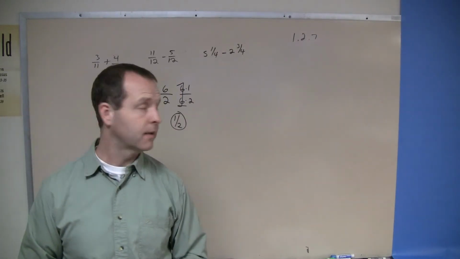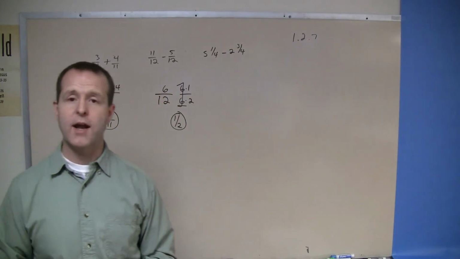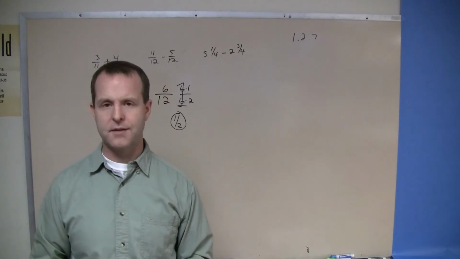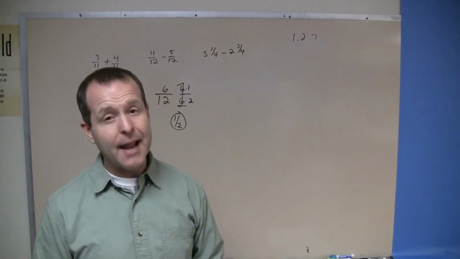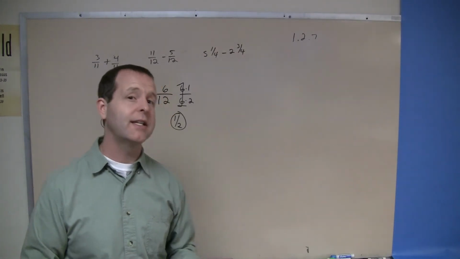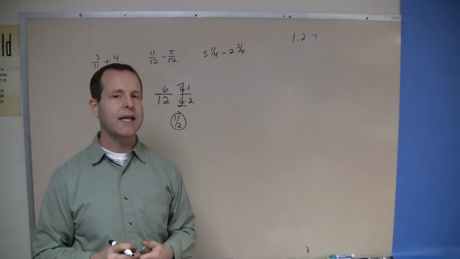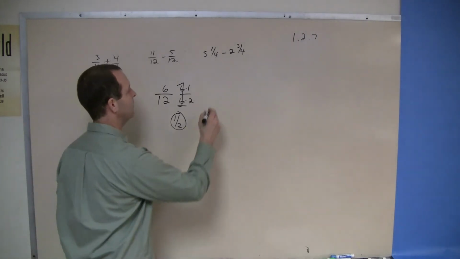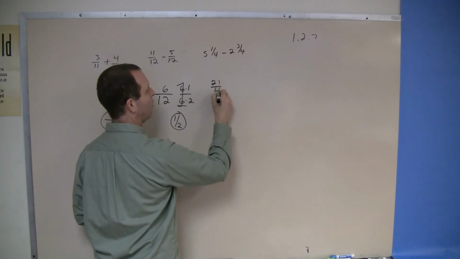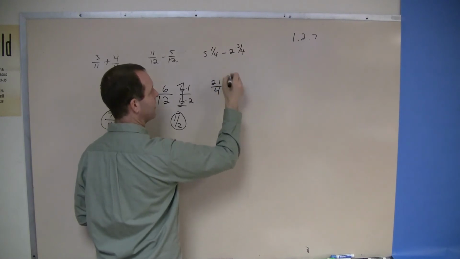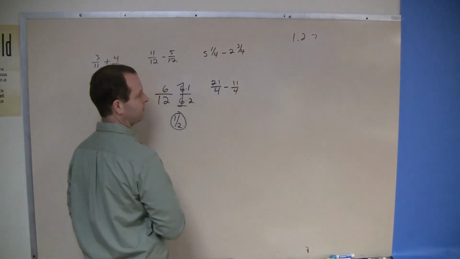And then the last part, 5 1/4 take away 2 3/4. All right, it can be done if you've got your tape measure. I understand that, but generally it's going to be easier to change them over. So 21/4 take away 11/4.